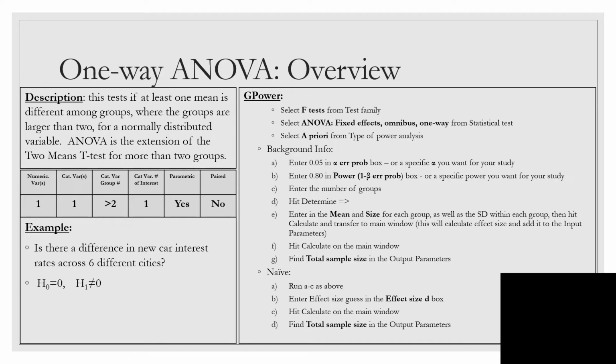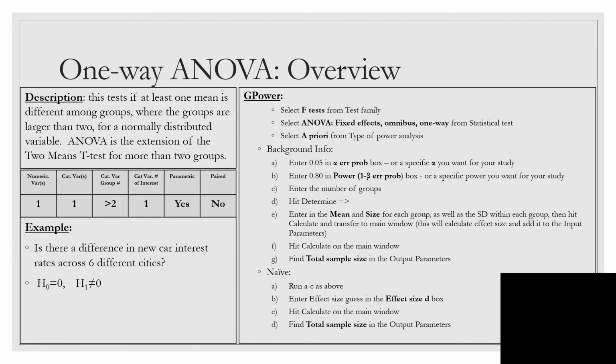This tests if at least one mean is different among groups, where the groups are larger than 2, for normally distributed data. So you can think of ANOVA as a logical extension of the 2 means t-test for larger groups. So instead of a 2 means t-test, which looks at the difference between average height of young and old persons, we might have more than 2 groups, like the average difference in height between young, middle-aged, and old persons.